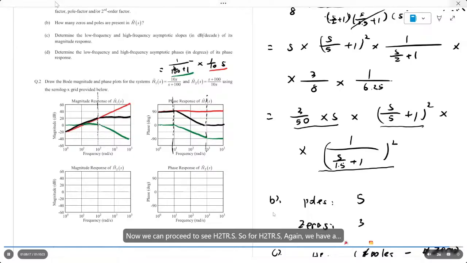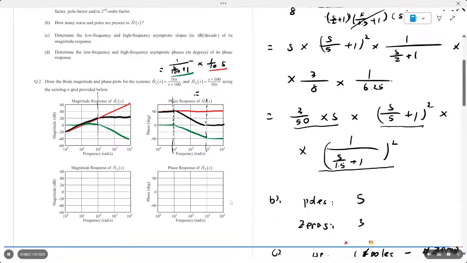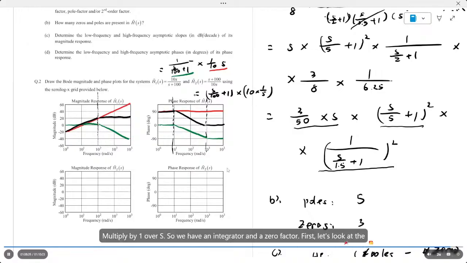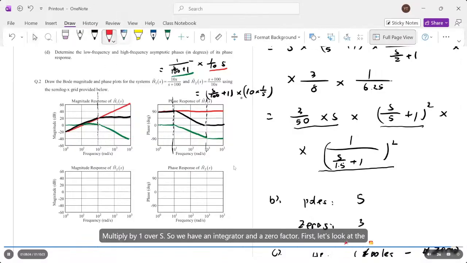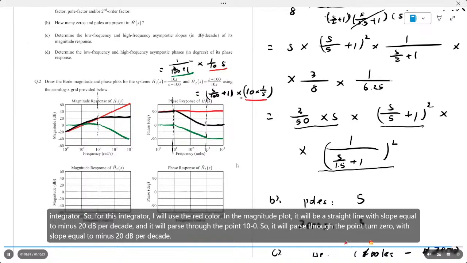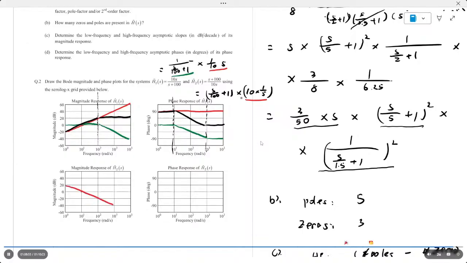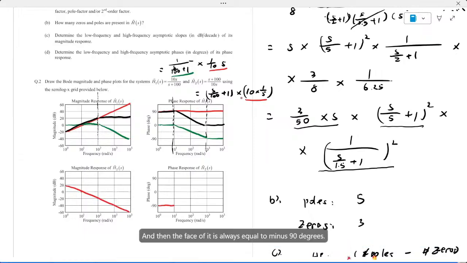Now we can proceed to H2 tilde S. For H2 tilde S, the expression is S over 100 plus 1 multiplied by 10 multiplied by 1 over S. So we have an integrator and a zero factor. First, let's look at the integrator. For this integrator, I will use the red color. In the magnitude plot, it will be a straight line with slope equal to minus 20 dB per decade, and it will pass through the point 10, 0. And then the phase of it is always equal to minus 90 degrees.